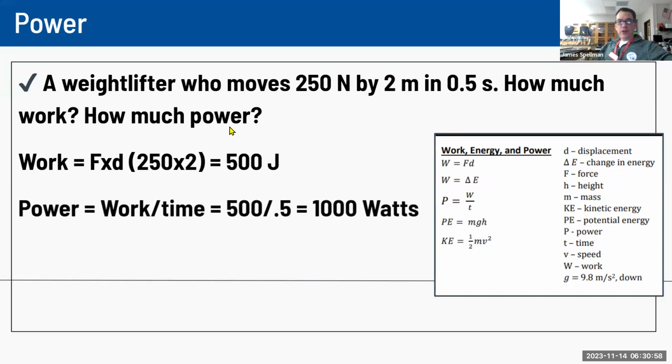If we want to follow up with power, again, power is work divided by time. We've already calculated our work, and our time was 0.5 seconds. So 500 divided by 0.5, that would be 1,000 watts.